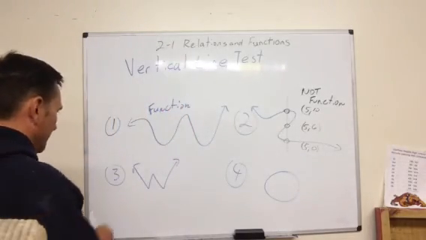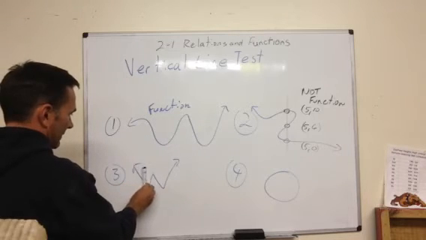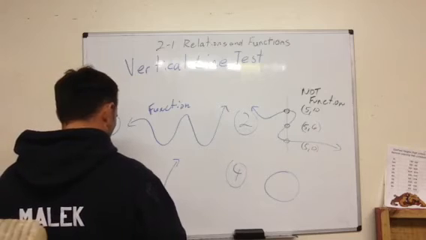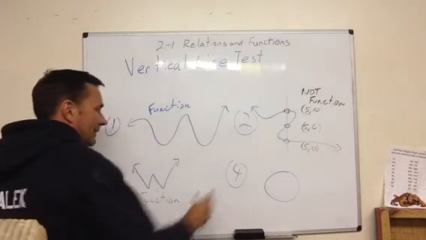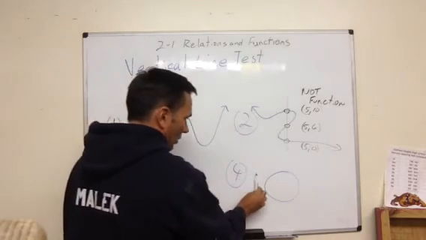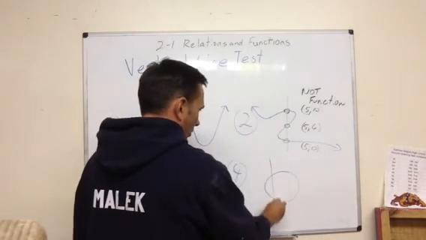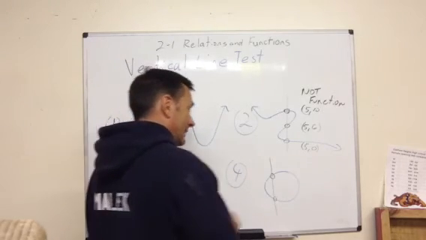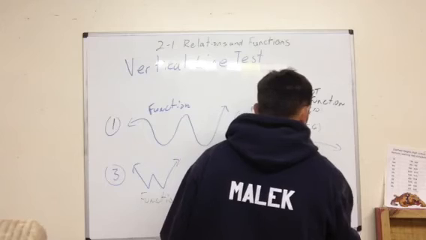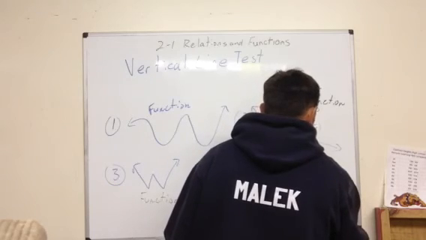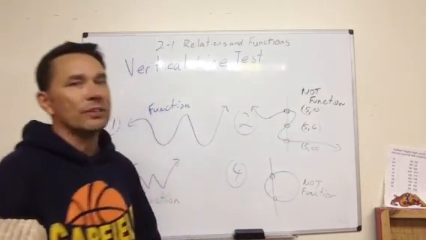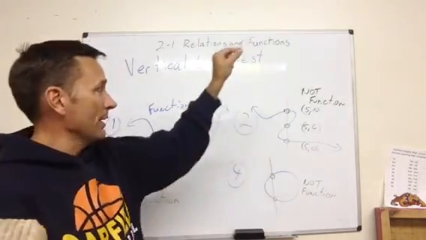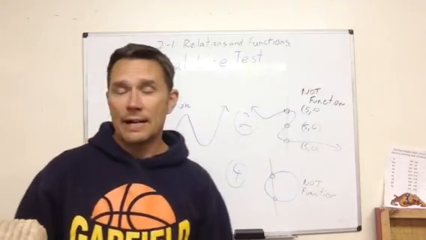Looking at the W, I'm seeing that it's hitting it only once. So this is a function. And then finally, looking at the circle, I'm going, whoa! There's a vertical line. It's hitting it twice. So every circle is not a function. It fails the vertical line test. This test will work every single time. It will also work if there's just random points drawn. Again, if there's a point here and a point here with the same x value, it's not a function.